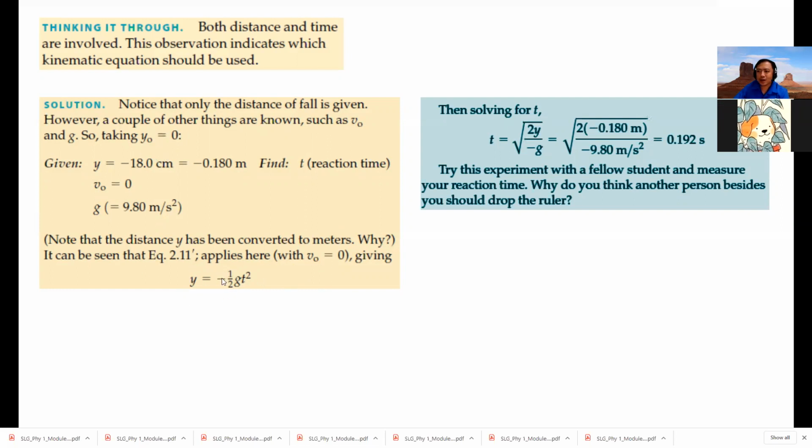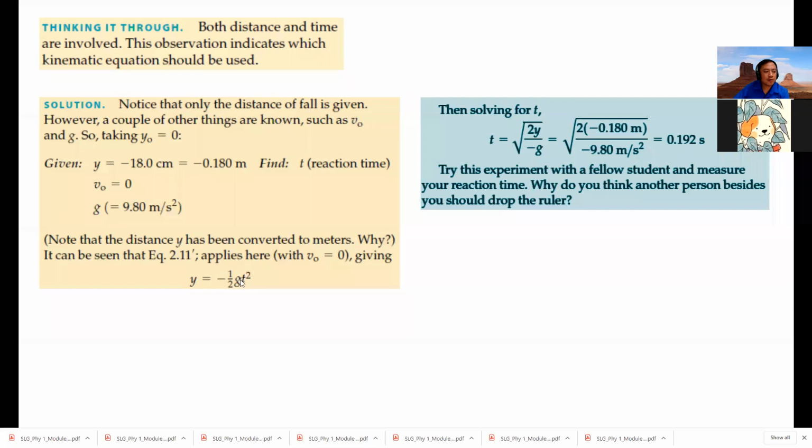Nakuha sa equation, nganong negative 1 half gt squared na bilin? Y naught is 0, the initial. Then plus v naught t because it's drop. Take note of the word drop. Kung gi-drop ra, wala siya initial velocity. If gi-thrown downward, naa siya initial velocity. So it's drop man. So v naught is 0. So mahabilin is negative 1 half gt squared.